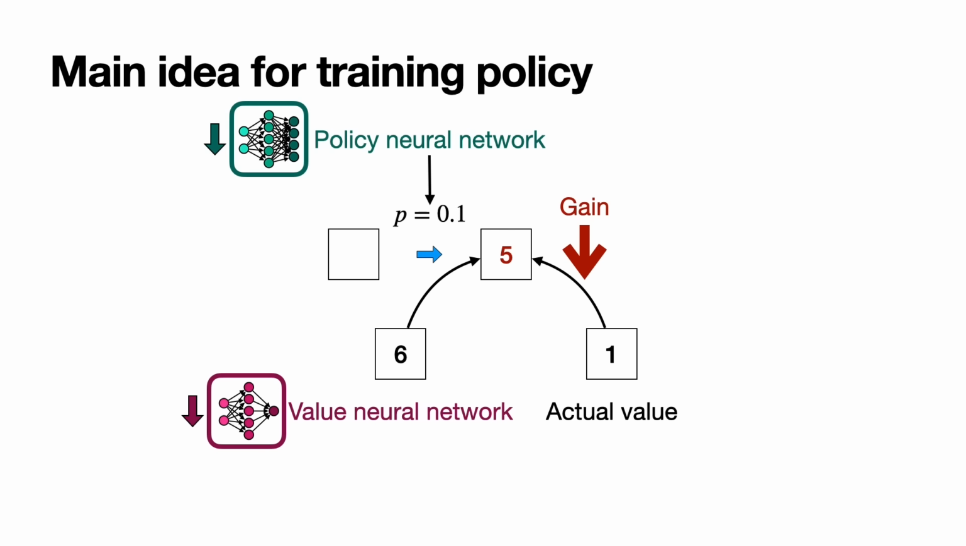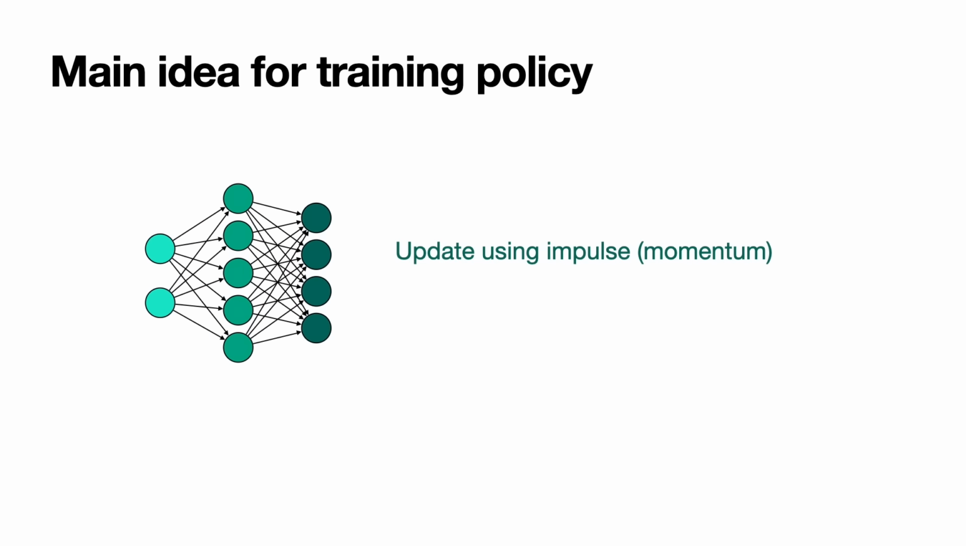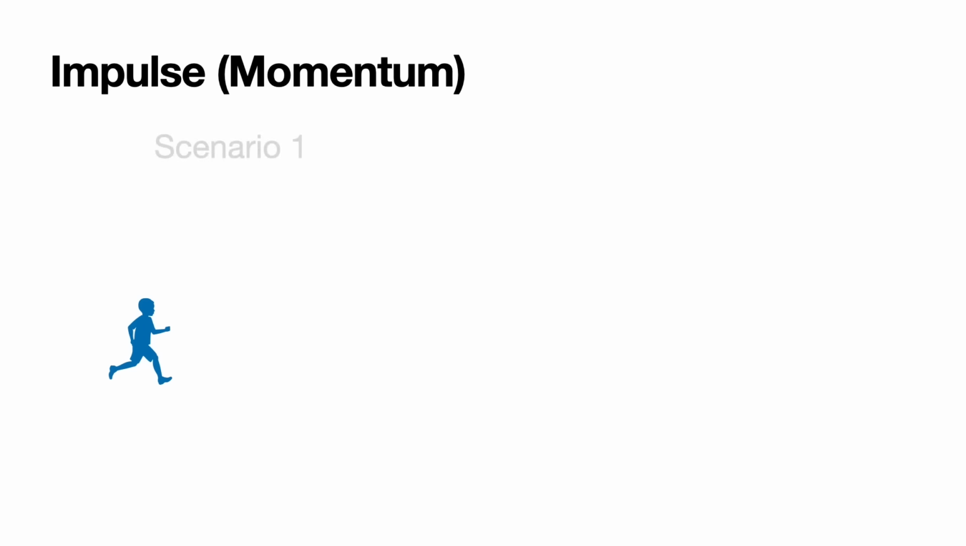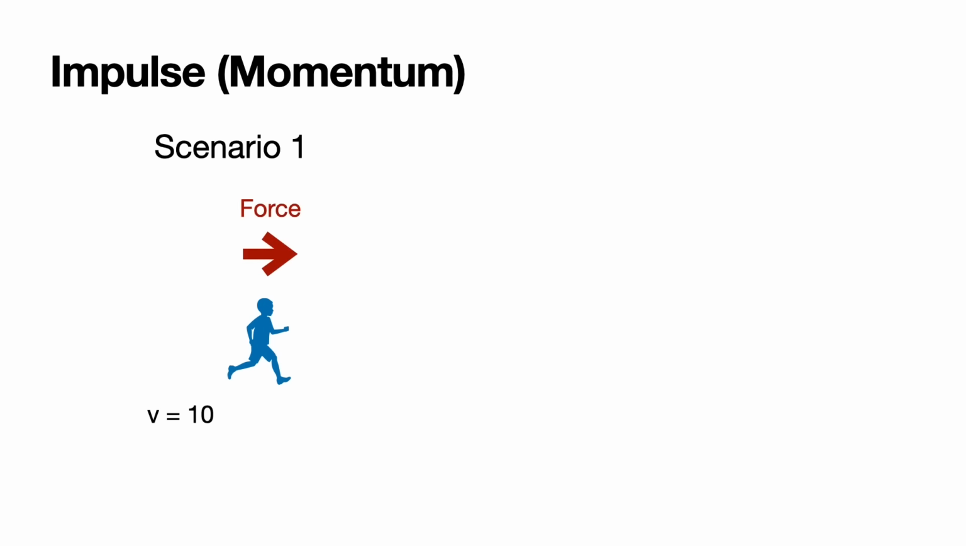Notice that they both get trained at the same time. However, there's a special ingredient in training the policy neural network, which is impulse or momentum. Let me show you how momentum works with a simple example. Let's say that there's a kid running, that's scenario 1, and the kid is running towards the right with a velocity of 10, and we decide to help the kid out, so we push them. That means we apply a force in the same direction that the kid is running, so that increases the speed. Let's say from 10 to 20.